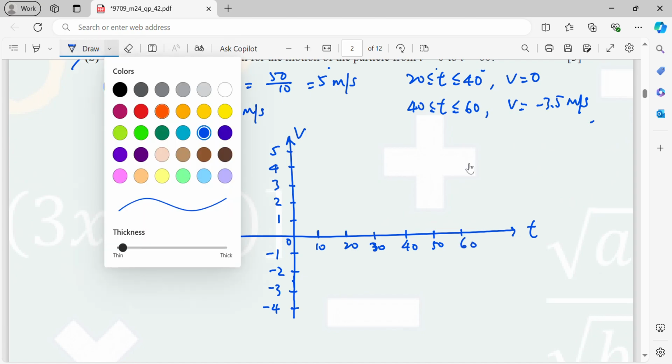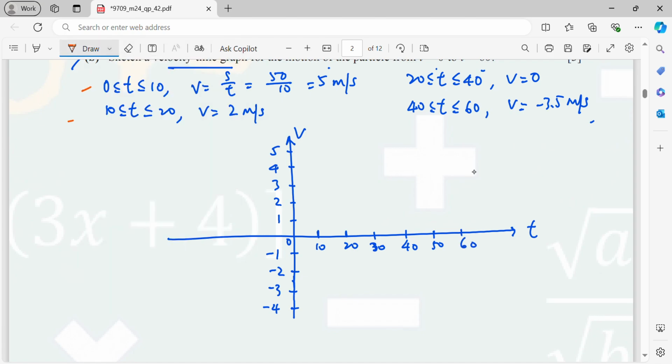So now my graph will be 0 to 10, the v is 5. Then from 10 to 20, the v is 2. Okay, 20 to 40, it is 0. Then 40 to 60, the v is negative 3.5.